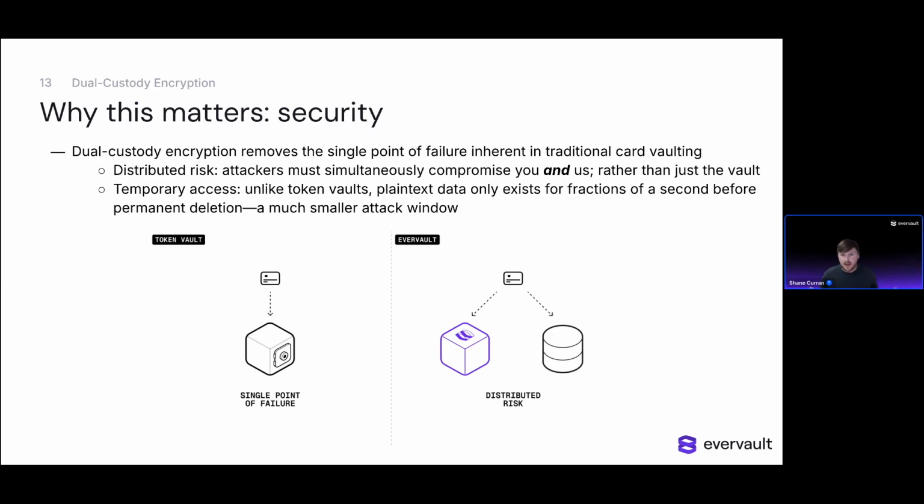The second thing is temporary access. So because the plain text data with dual custody encryption only exists for microseconds, you don't have to worry about, even if the infrastructure does get breached, all the card data only exists for a few microseconds in a secure enclave. So there's a tiny attack window, even if there was potentially a malicious attacker, but in practice, typically it's misconfigurations or just poorly implemented security policies that cause most of these issues as well. So there's a bunch of very, very major security advantages to dual custody encryption that traditional tokenization just doesn't offer.